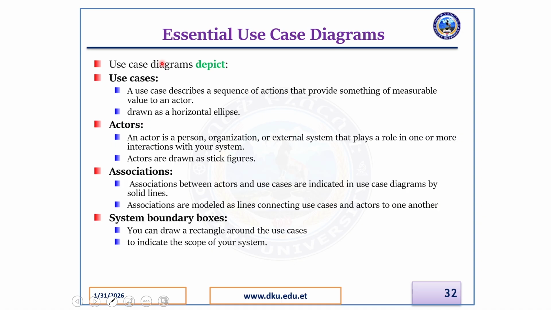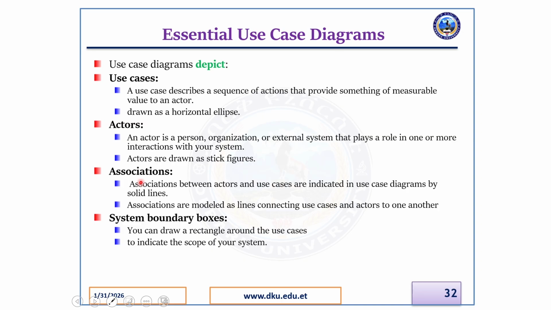It is drawn as a horizontal ellipse. And the other one is actor. An actor is a person, organization, or external system that plays a role in one or more interactions with your system. Actors are drawn as stick figures. The other one is associations. Associations between actors and use cases are indicated in use case diagrams by solid lines. Remember, it is by solid lines. Associations are modeled as lines connecting use cases and actors to one another.